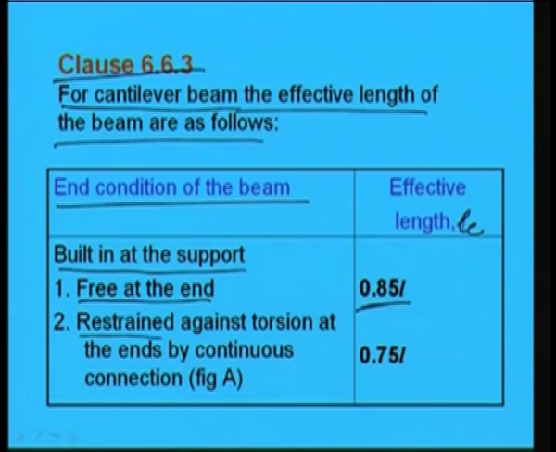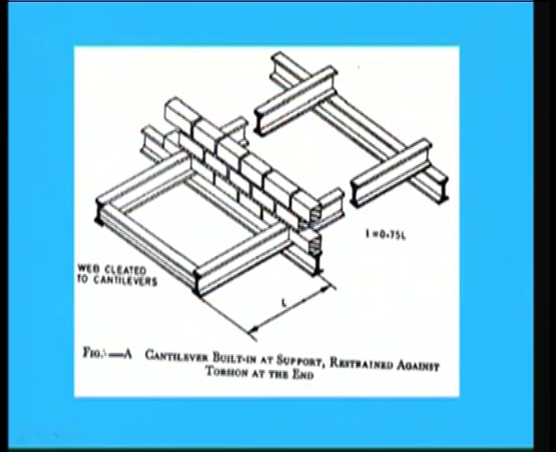Again, with restraint against torsion at the ends by continuous connection, in that case we will consider the effective length as 0.75 L. So, in this way we can find out the effective length. Now, this connection has been shown in figure A. In the codal provision, you will see this is the type of connection which has been made, that is cantilever built in at support, restraint against torsion at the end. So, in this case the effective length will become 0.75 L.